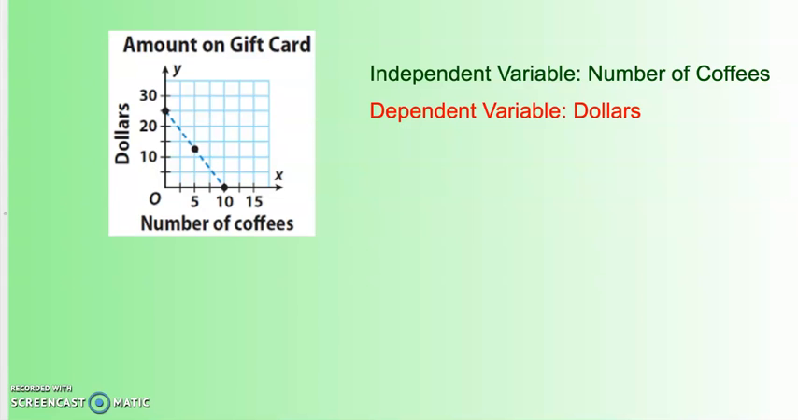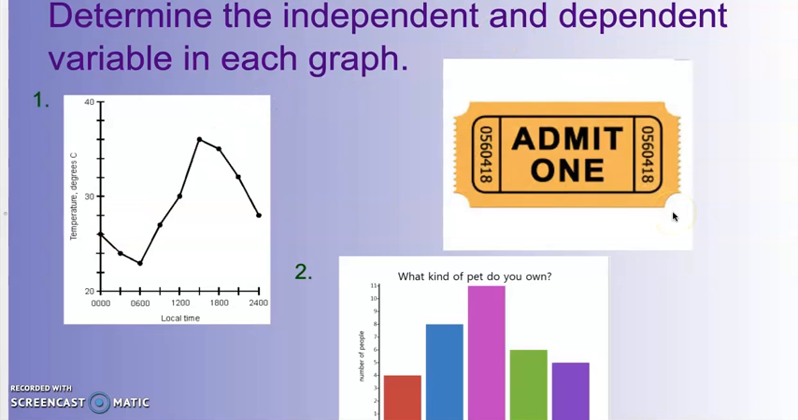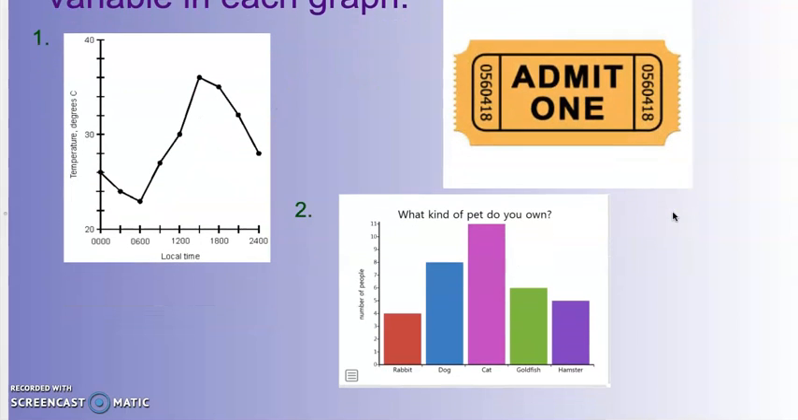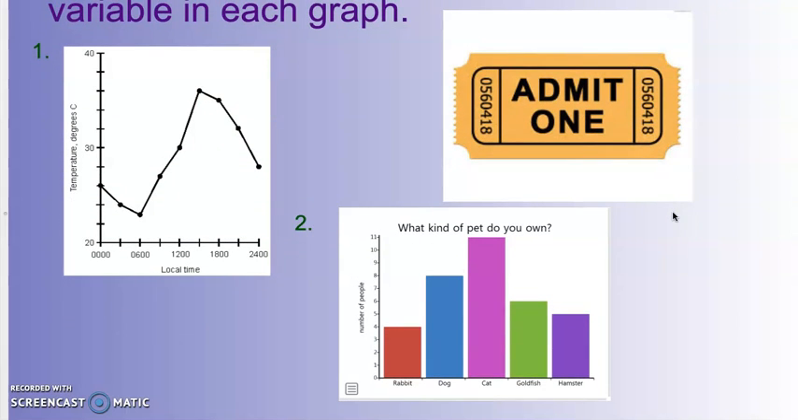And so here's what I want you to do. We have a couple different graphs here, and I want you to list what is the independent variable, what is the dependent variable. And if there isn't a label, then make a really good guess on what that x-axis or y-axis is showing you. Okay?